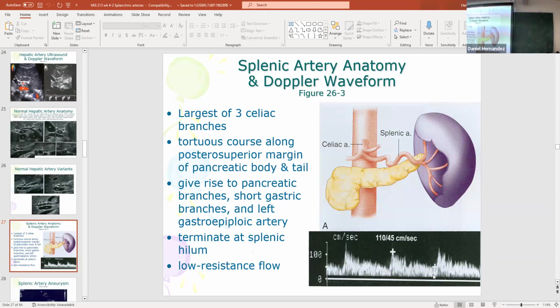Because of those tortuosities. But it courses along the posterior superior margin of the pancreatic body and tail. It gives rise to the pancreatic branches, the short gastric branches, and the left gastroepiploic artery, and terminates at the splenic hilum. So it should be low resistance. Again, it's bringing blood flow to an organ. We have nice continuous forward flow.